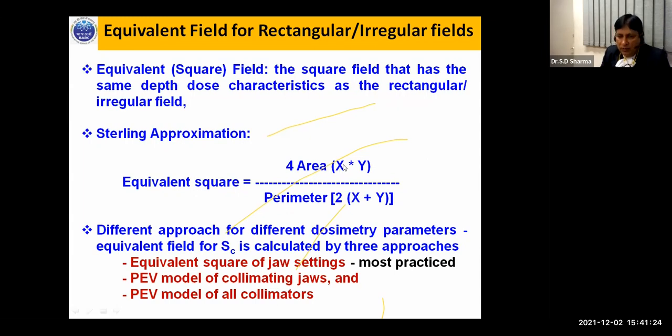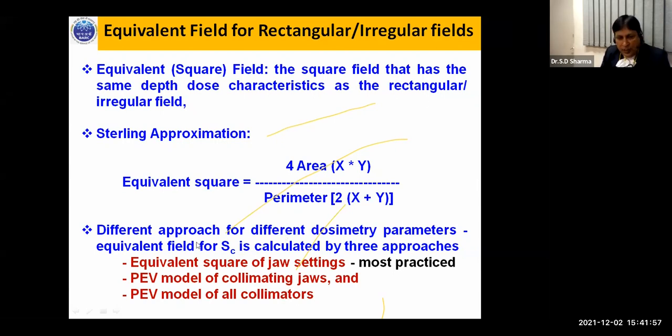So area is, if the field size is X and Y by the collimator system, the area is X into Y, and perimeter is nothing but 2 into X plus Y. So this concept we can use for calculating. Now the question is whether we can use it for irregular fields also. The approach is we can convert an irregular field into multiple rectangular fields, and then we can use this approach for calculating the equivalent square of the irregular field.